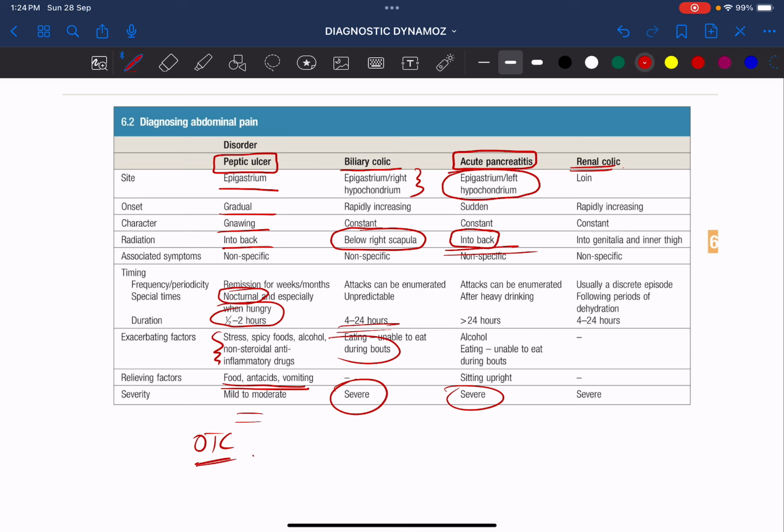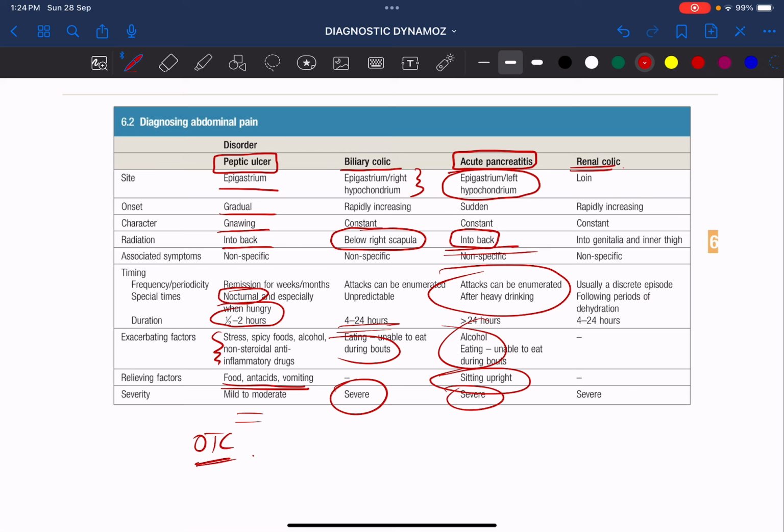Okay, the patient will feel it at the center of the two scapulae, towards the vertebral column. The patient will be experiencing severe pain in the midline. Attacks can be precipitated after heavy drinking, and the most important aggravating factor is alcohol. Remember, sitting upright will relieve the pain of acute pancreatitis.